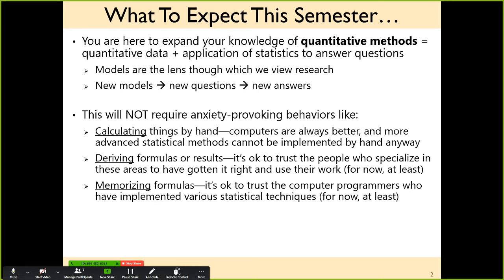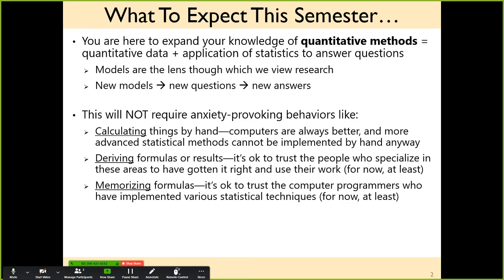So this class is going to work like all the other classes. For those of you who don't know me, we're not going to do anxiety. You don't need to be afraid. We're not doing hand calculations. You know why? You're bad at it. Relative to computers, you are always going to be slower, less efficient, and more error prone, because that's human nature. So we're going to let the computers do the calculating.